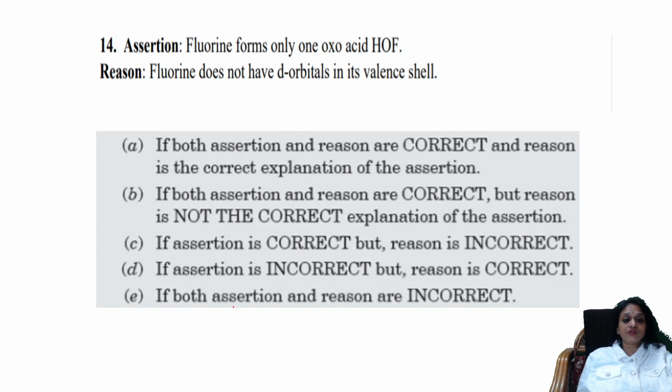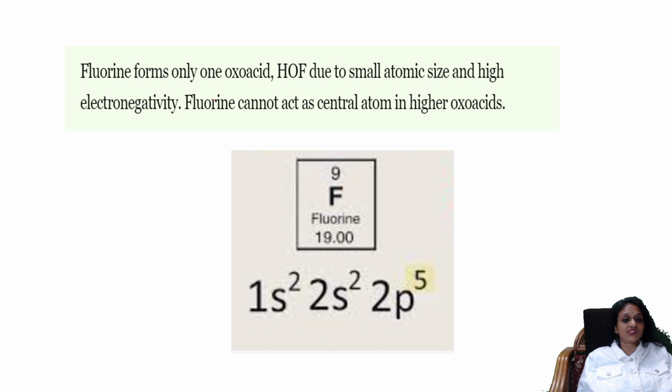Next question. Fluorine forms only one oxo acid, HOF. Fluorine does not have d orbitals in the valence shell. Yes, it's right and it's right. Let's see, students. Fluorine basically has only a -1 oxidation state, so it will form only one type of oxo acid, that is HOF. First, the assertion is right. It has only a -1 oxidation state. That's why it forms only one oxo acid.